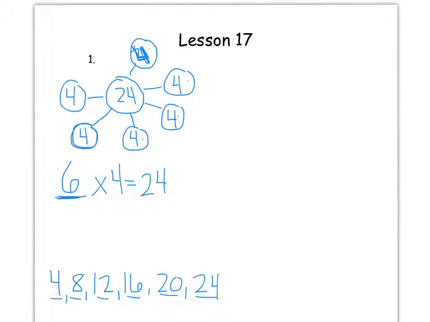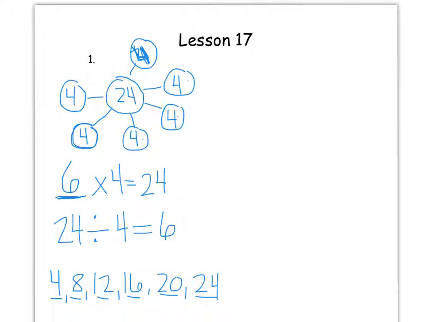However, when I look at this, I can now also see a division problem. My whole is 24. So I can take my 24 and divide it by 4 equals 6. I have seen many of you writing both the multiplication and the division sentence with your tape diagrams. It works here just the same for number bonds.